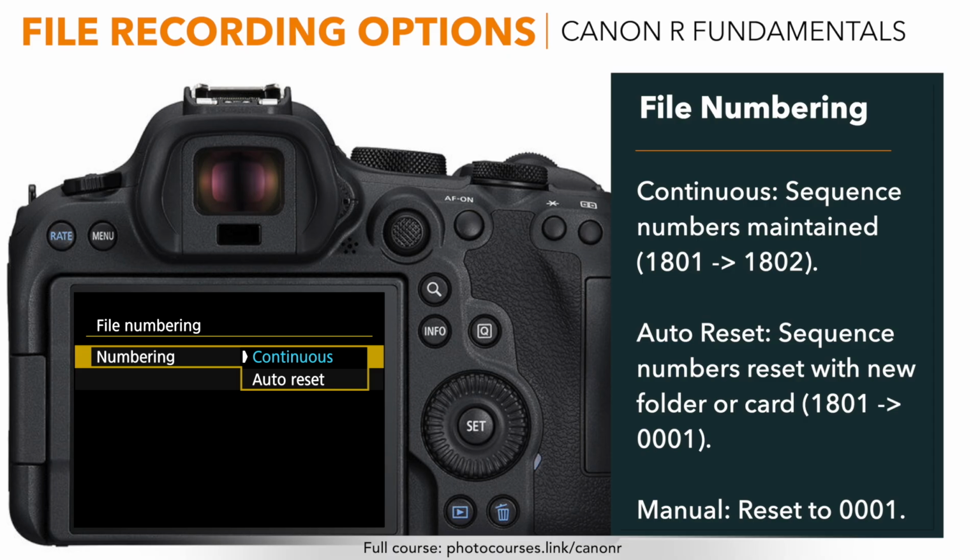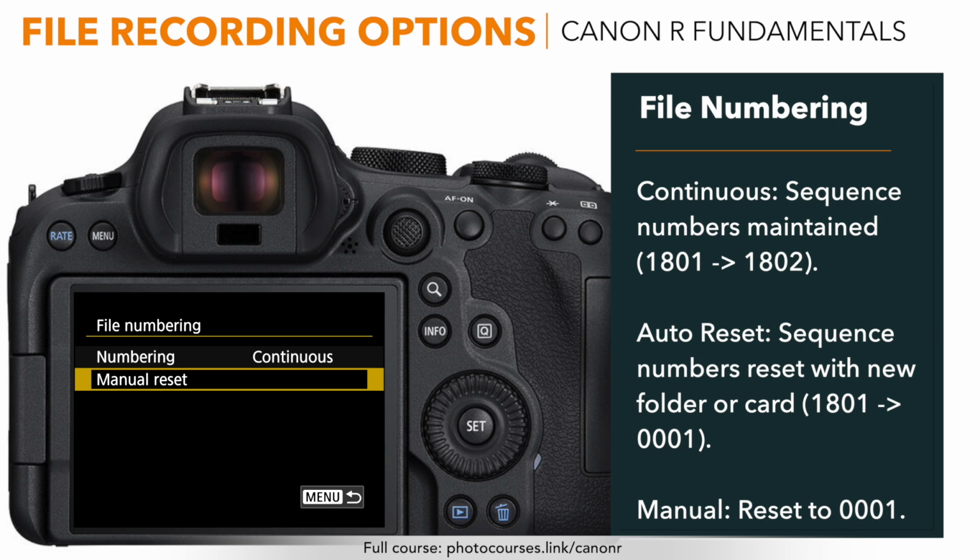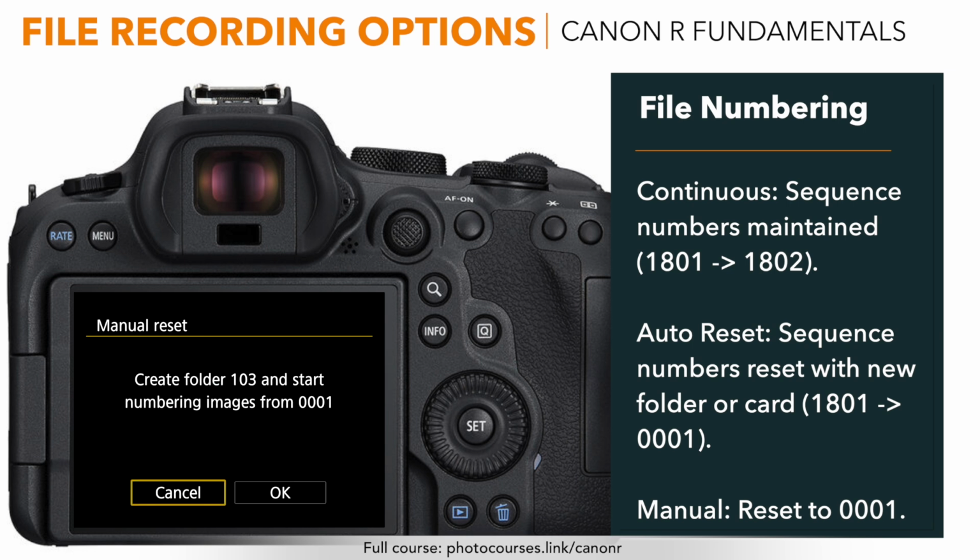If that number already exists in that folder, numbering will start at the highest number already on that card. Or if you choose auto reset, file numbering will restart at 0001. If that last image was numbered 1801, the next one will start at 0001 in the new folder or card. You can also select manual reset here to force the next image to start at 0001 in a new folder. Like if you're photographing in a new location or photographing a new client, you can do that manual reset.